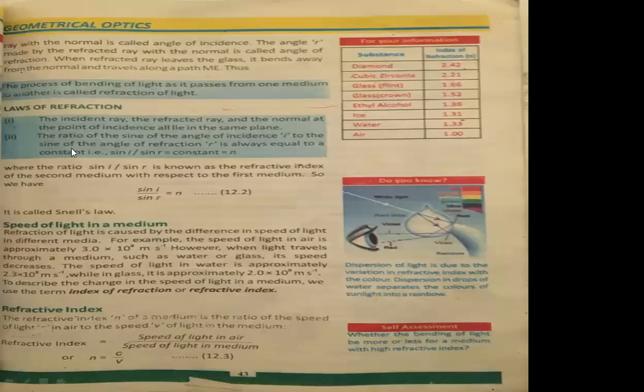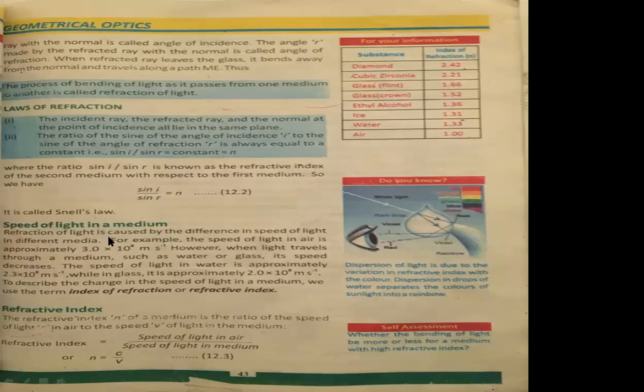Then we discussed the laws of refraction. The incident ray, the refracted ray, and the normal at the point of incidence all lie in the same plane. The ratio of the sine of the angle of incidence to the sine of the angle of refraction equals a constant. This is called Snell's law.